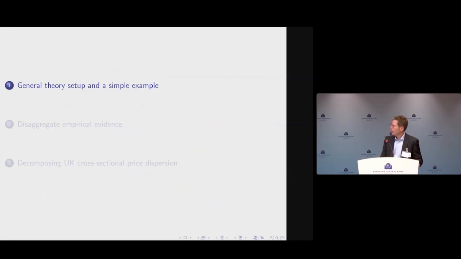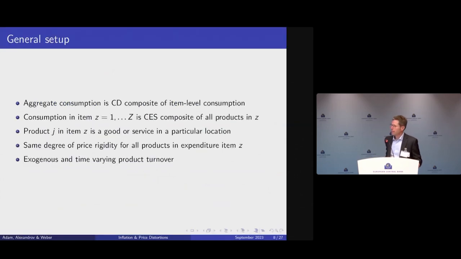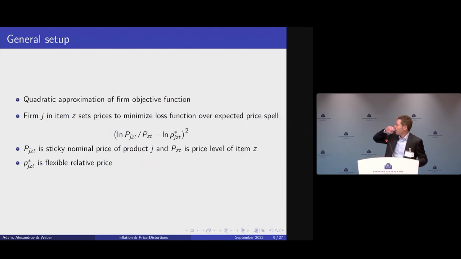So with this, let's jump into the general setup. It's relatively simple. Aggregate consumption is a Cobb-Douglas composite of item-level consumption. Item-level consumption is a CES composite of all products in the item. Now, that demand structure is just to replicate our data structure. A product in an item, as I said, is really a physical good. It could be a service also, in a particular location. Okay, same degree of price rigidity for all the products in the item, and you could have product turnover in the item.